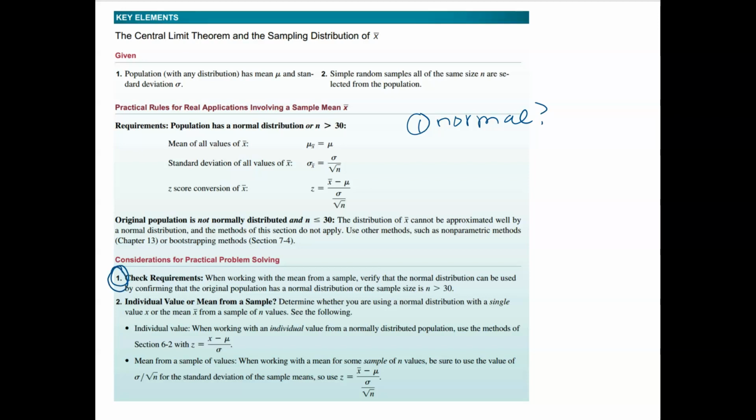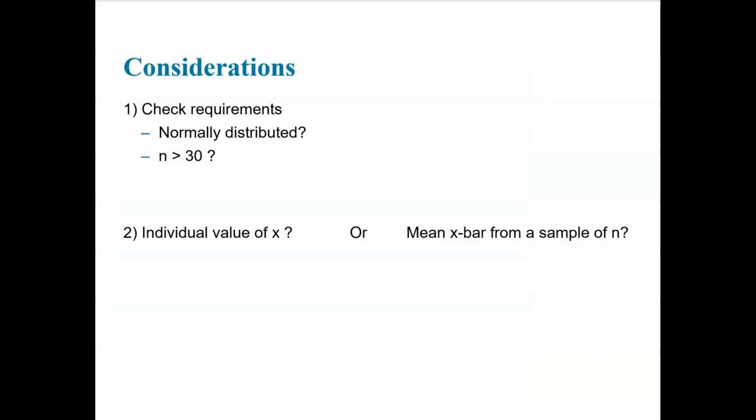We're checking the requirements. Is the distribution normal? Or is the sample size greater than 30? If we meet one of these criteria, we can then move on to applying the central limit theorem. How we're going to apply it, actually this slide here is better. Again, we check the requirements of the data, and if it's just an individual value of x, we'll just use the methods from 6.2. We'll either use Excel or maybe we'll have to normalize it. If they just want the z-score, we could just normalize it there.